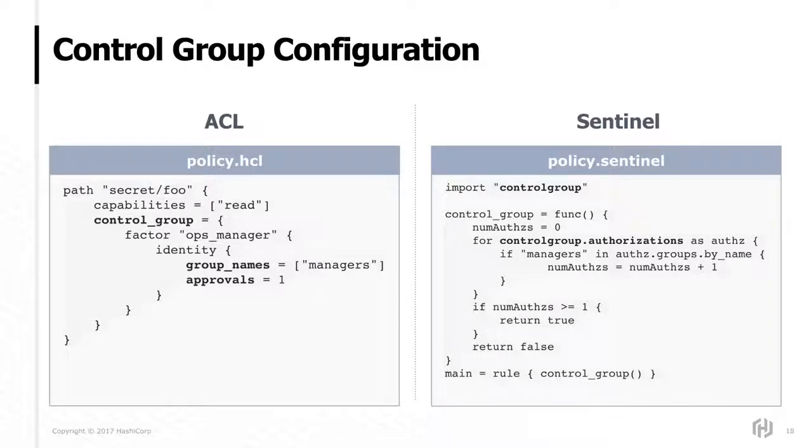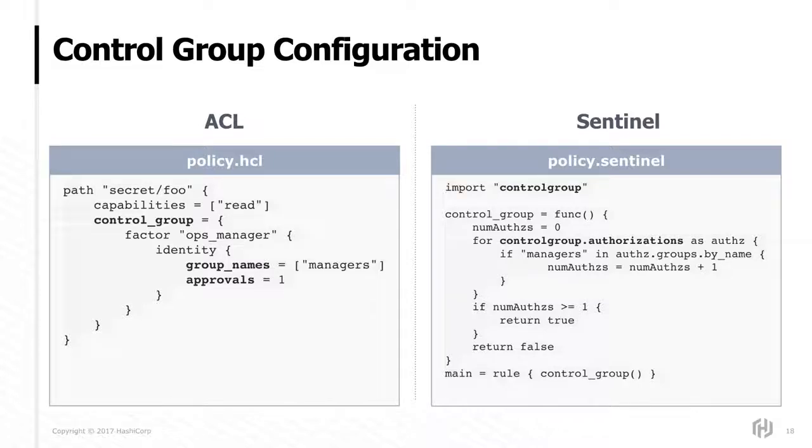So the way you can configure control groups is one of 2 ways. You can either set an ACL policy by writing an HCL file, and you can define the path you want it to work on, and then you add this control group block, which also takes the names, the groups that you want authorizers to be in, and the number of approvals. So for this example, we require 1 approval from someone in the managers group.